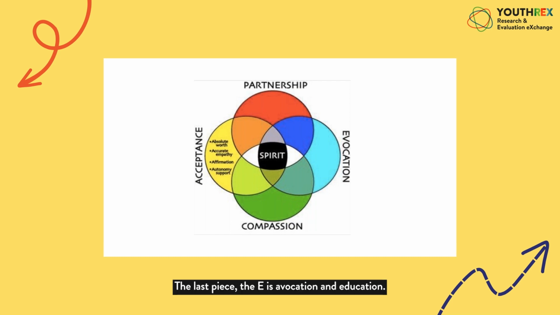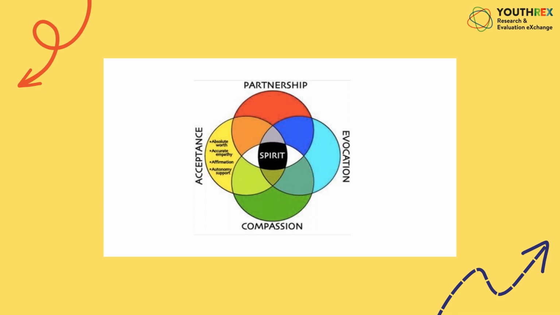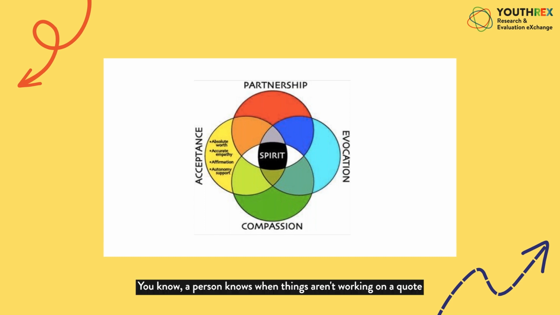The last piece, the E, is evocation. And evocation really involves drawing out the ideas and solutions from within the client or young person, just recognizing that they already have considered many of the reasons to change themselves. You know, a person knows when things aren't working.